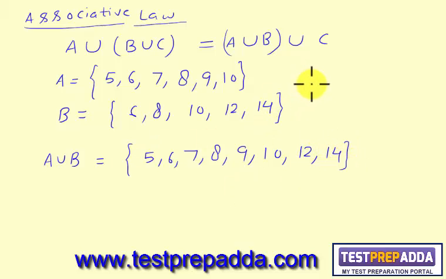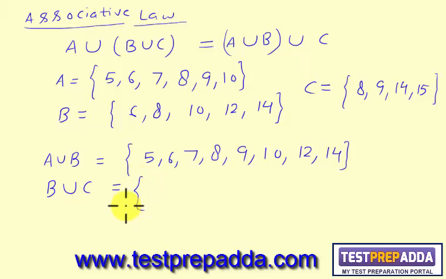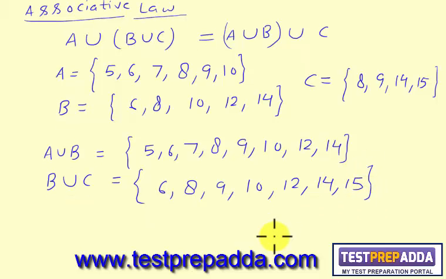Now take another set C is equal to 8, 9, 14, 15. So what will be B union C? Here we will write all those elements which are either in B or in set C. So I'll write B union C as 6, 8, 9, 10, 12, 14, 15.